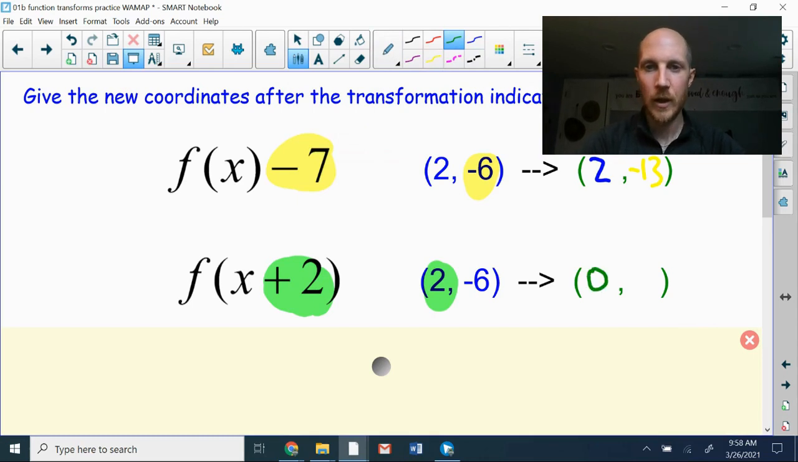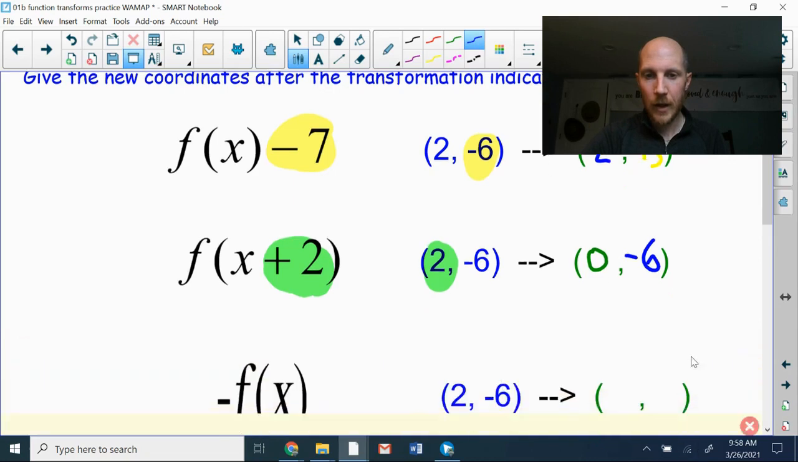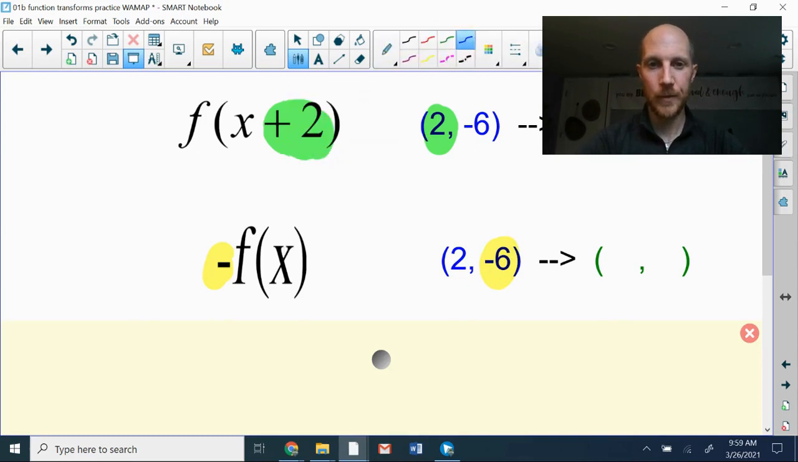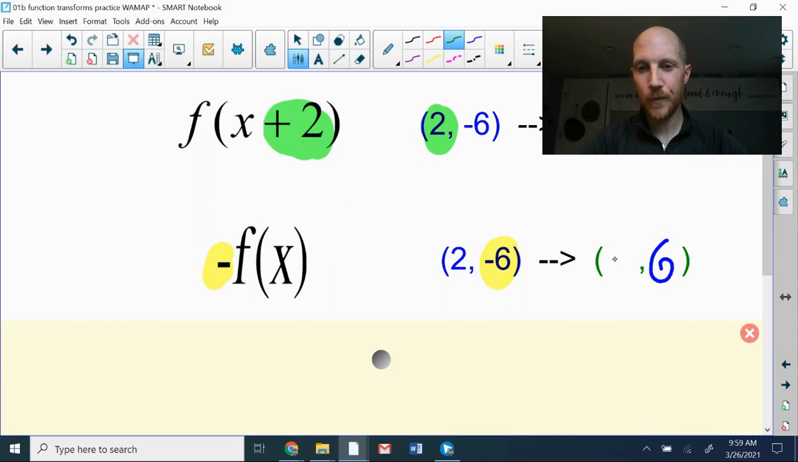2 minus 2 is 0. And the y coordinate is not affected at all, so that's going to remain as -6. Next, let's scroll a little bit so we can see this. Have a negative f of x. It's outside the function notation, so this is going to only affect the y coordinate. It's a vertical transformation, so I'm just going to take that original y coordinate of -6 and multiply it by the -1 in the function notation, and that will give me +6 as the y coordinate. That x coordinate of 2 is not affected at all, so it's going to remain exactly as it was.